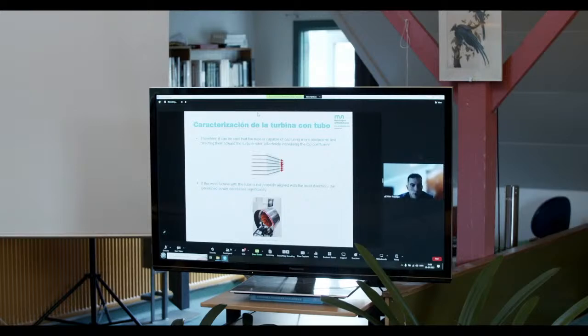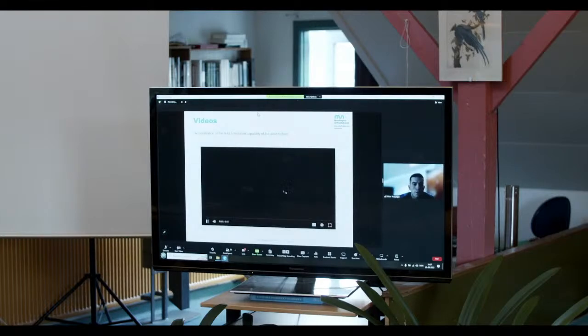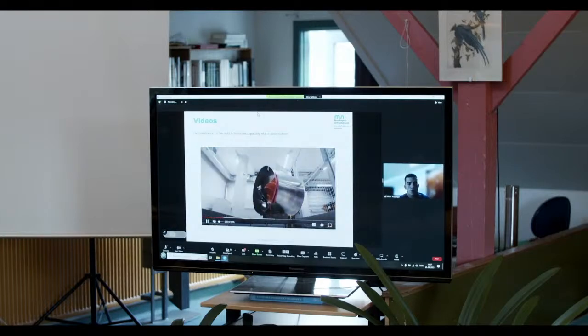One thing that we have tested is that if the wind turbine with the tube is not properly aligned with the wind direction, the generated power decreases significantly. For that reason, we have implemented a simple vane. This is the vane that we have added. And eventually, here is a demonstration video of the auto-orientation capability of the wind turbine. As you can see, the turbine orientates correctly and starts generating electricity.